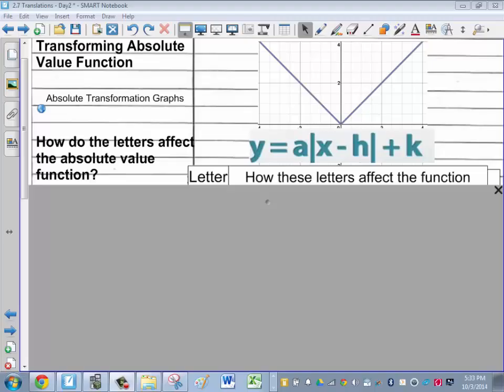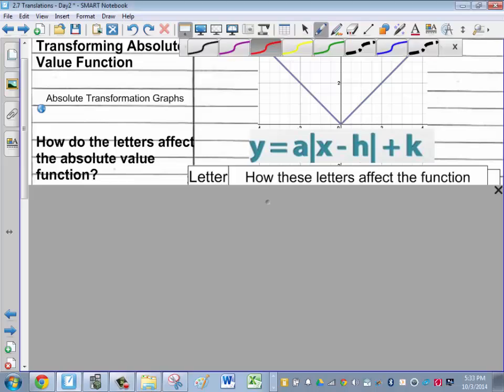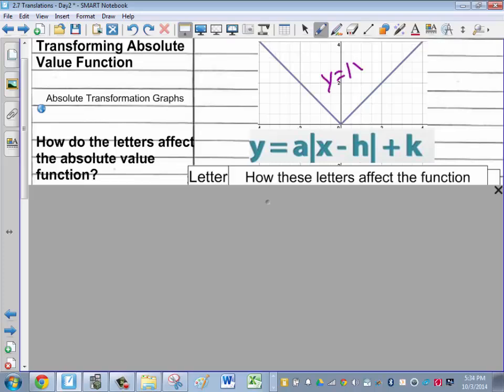Here we go. We're going to move on to figuring out how the a, the h, and the k affect an absolute value function. The parent function is y equals absolute value of x. But when we multiply the outside of this, how does that change it? Or if we subtract from the inside of x or add on the inside of x, how does that change it? And also the k, if you add something to the outside of this, how does that change it?